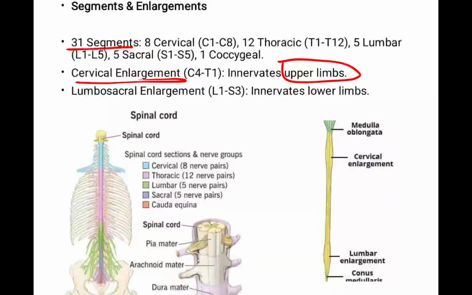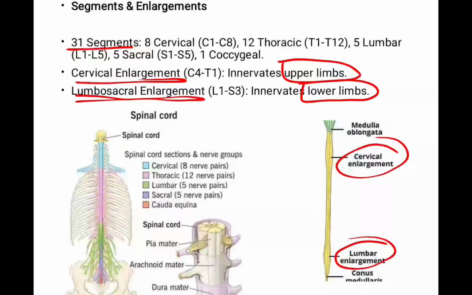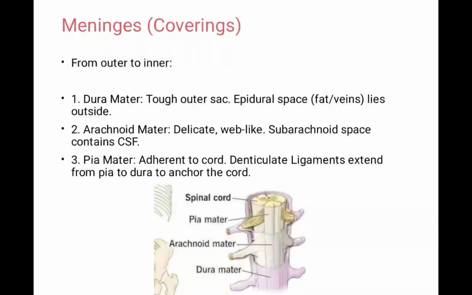From the cervical enlargements, that's where we have the brachial plexus. The lumbosacral enlargements innervate the lower limb. That's where we have the lumbosacral plexus. So we have cervical enlargements, we have lumbar enlargements, conus medullaris here, and medulla oblongata. 2 major enlargements.